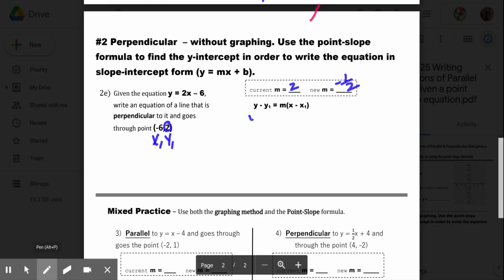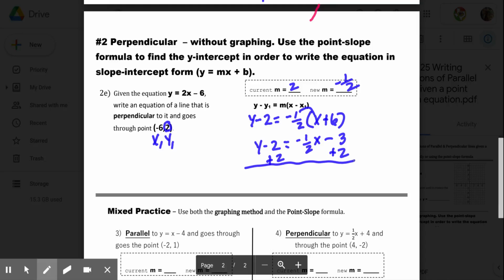So we're going to have y minus, our y1 is 2, equals -1/2, open parentheses, x minus a -6, which becomes a +6. So we have y minus 2 equals -1/2 times x is -1/2 x. And a negative times a positive is a negative, and half of 6 is 3. So now we're going to add 2 to both sides.